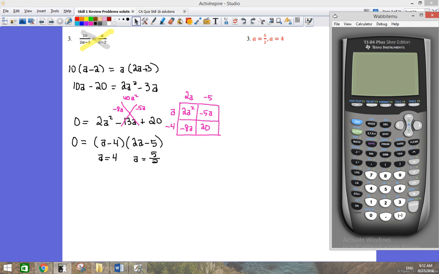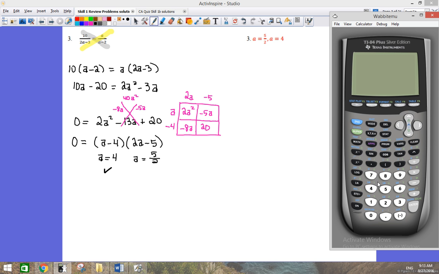So if we plug in 4, on the left-hand side we have 10 divided by 8 minus 3, and that's 5, and 10 divided by 5 is 2. And on the right-hand side, if we plug in 4, we've got 4 divided by 4 minus 2, which is 2, and 4 divided by 2 is also 2. So I don't need the calculator really to check that. On the other one, I have 10 divided by 2 times 5 halves, the 2 would cancel, and 5 minus 3 is 2, and 10 divided by 2 is 5.